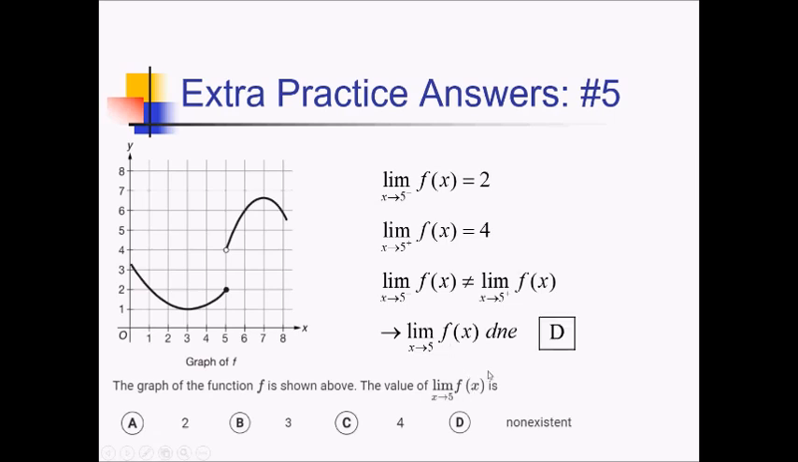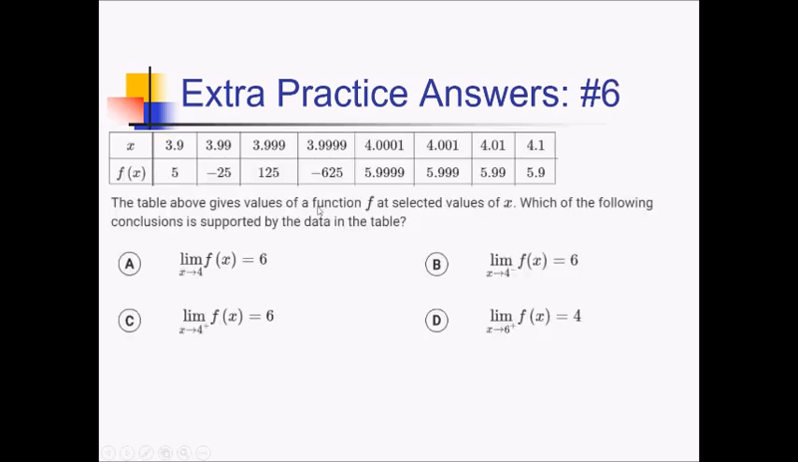On this one, we have a table giving different values of f at selected x values. Based on the table, we want to know which of these conclusions might be supported. These are all talking about the limit as we approach x equals 4, except for choice D, which is talking about the limit as we approach 6 from the right side. Since this table doesn't tell us anything about values near 6, choice D can definitely be eliminated right off the bat because we know nothing about the x value 6.